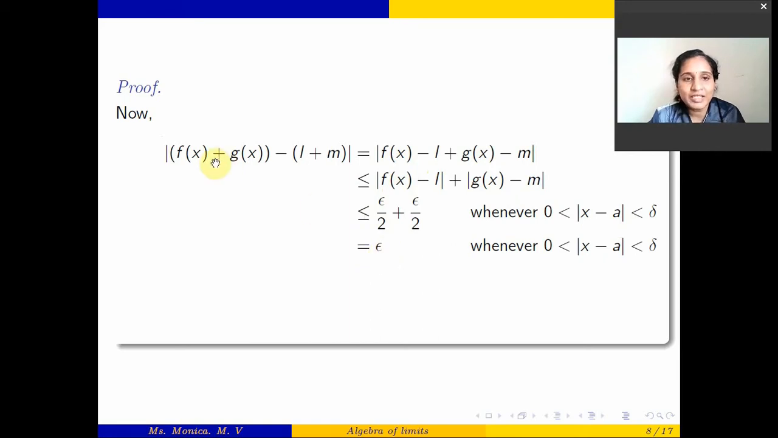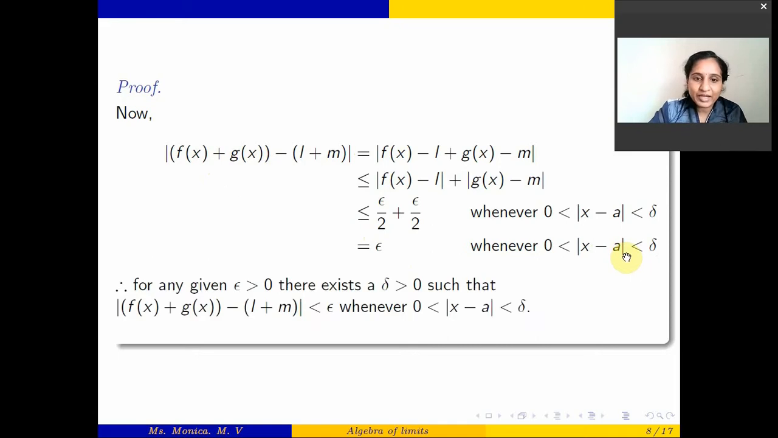So what did we get finally? The distance between f of x plus g of x and L plus m is less than epsilon whenever modulus of x minus a is greater than 0 and less than delta. So given an epsilon, I could find a delta such that the distance between these two quantities is less than epsilon whenever mod x minus a is less than delta. That means by definition, what did we get? Limit x tending to a f of x plus g of x is equal to L plus m. This is the proof of the first part.